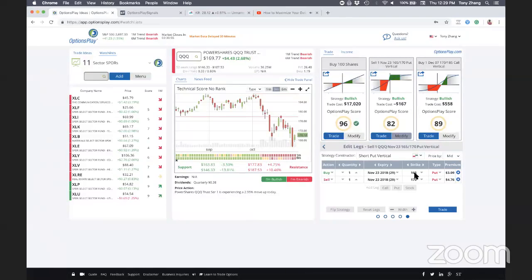I'm just looking at a $5 wide spread, and I'm always trying to adjust the strikes so that I collect roughly 1/3 of that distance. So for me in this particular case, that looks like selling the 170 put and buying a 165 put.